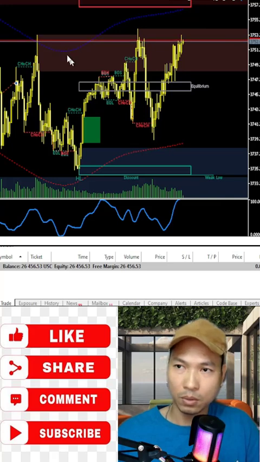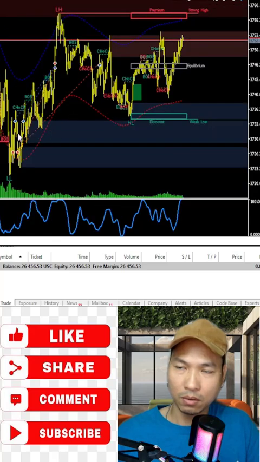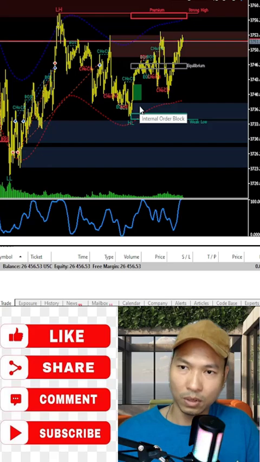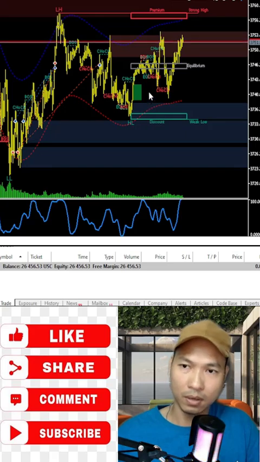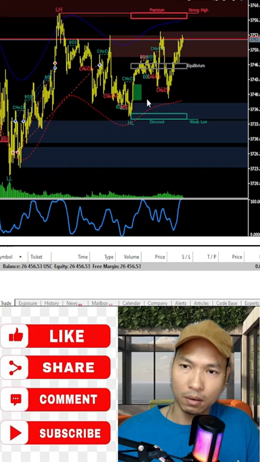Of course, we need to look at the big picture. What's the price doing? Right here it's coming up, then it's a backtest. We have the order block here, so we are safe if we use the buy trade for the first order, and we use the expert advisor to place the hedging trades with the zone recovery.